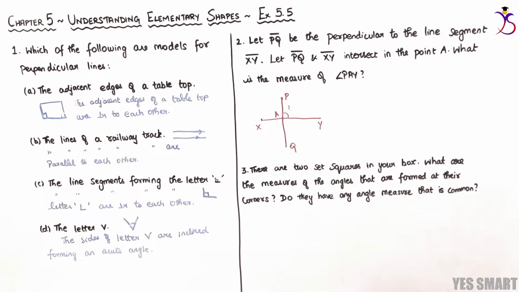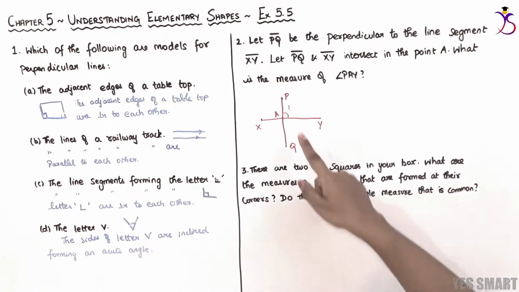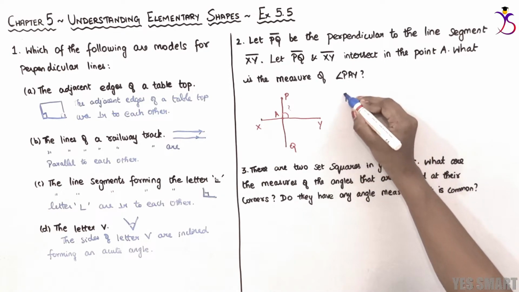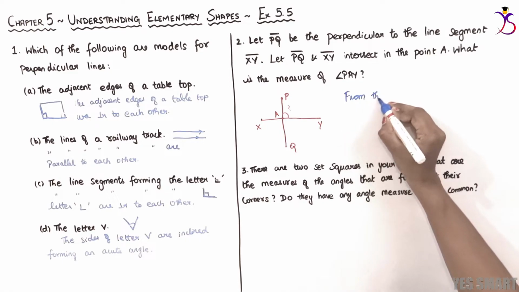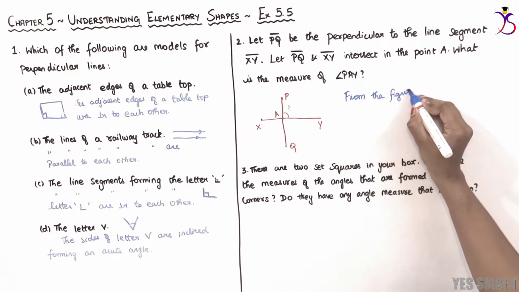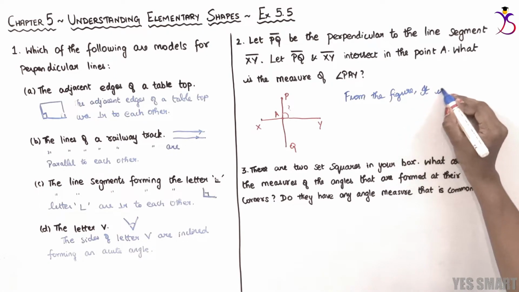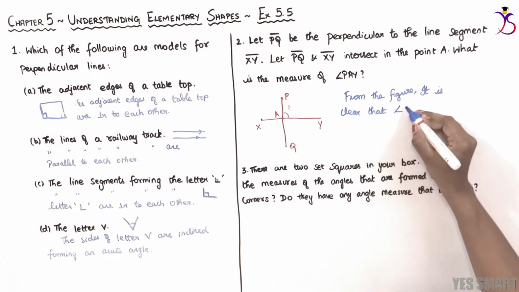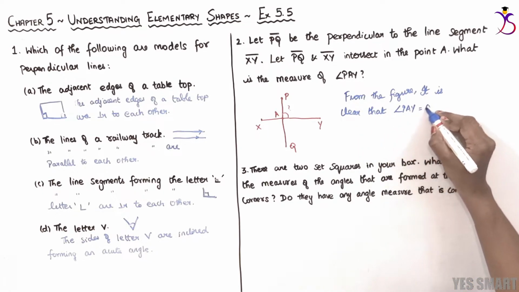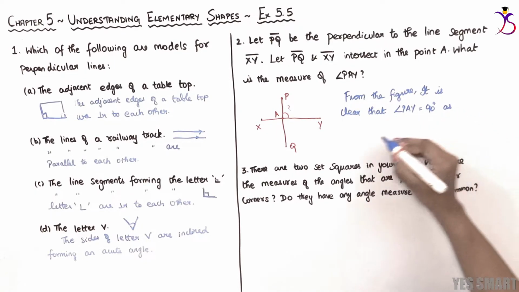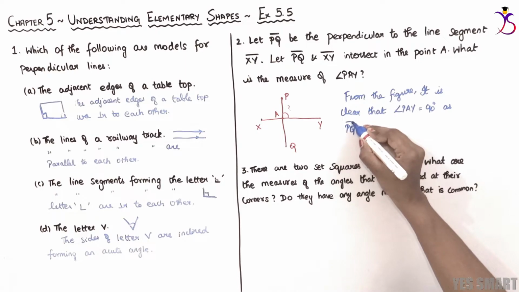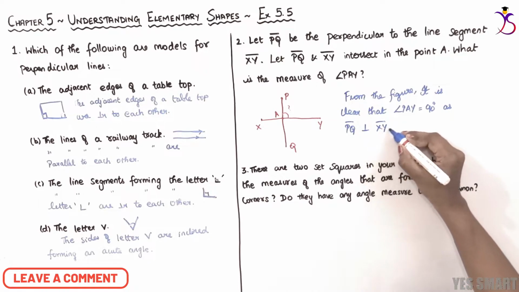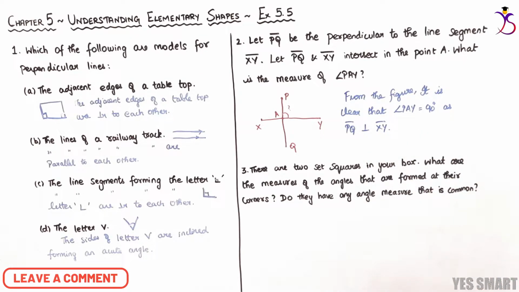We already know that if two lines are perpendicular to each other, they intersect at 90 degrees. So from the figure, it is clear that angle PAY equals 90 degrees, as line segment PQ is perpendicular to line segment XY. Since both the line segments are perpendicular to each other, the angle formed over there is 90 degrees.